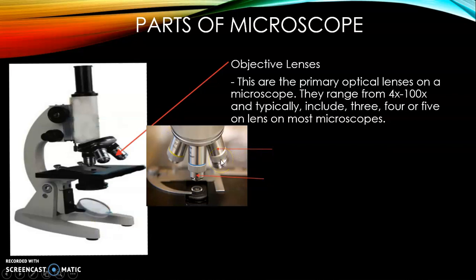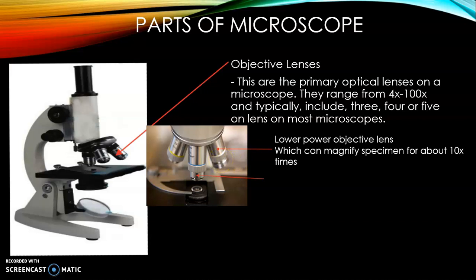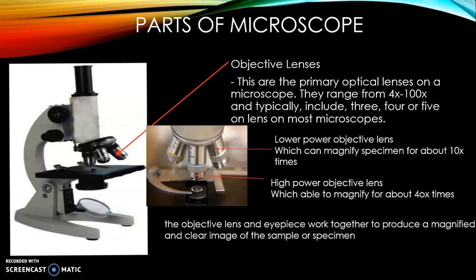This lowest part is called the low power objective lens, which can magnify a specimen about 10 times. And this longer part is the high power objective lens, which is able to magnify about 40 times. The objective lens and eyepiece work together to produce a magnified and clear image of the sample or specimen.